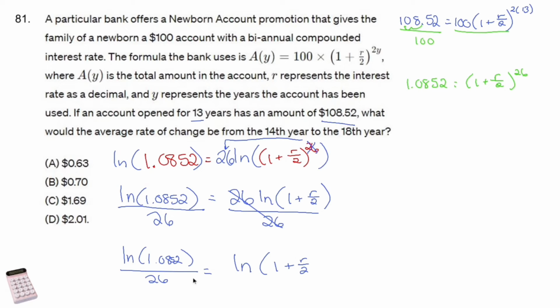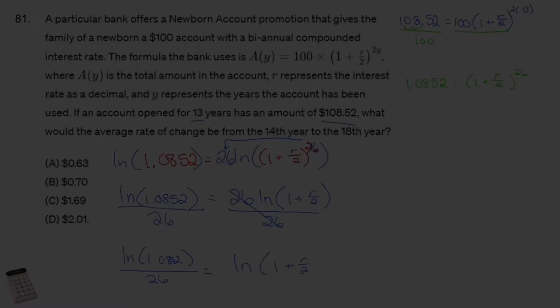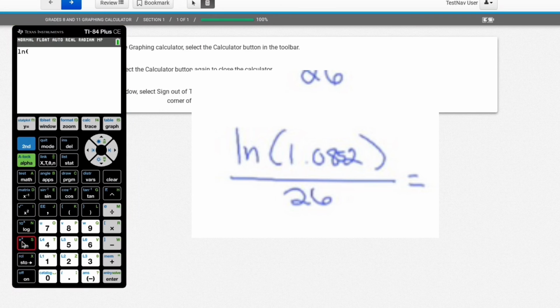Let's run to our calculator and find out what ln of 1.0852 divided by 26 is real quick. All right, ln of 1.0852, close it, divided by 26. Enter is going to be 0.0031, blah, blah, blah.